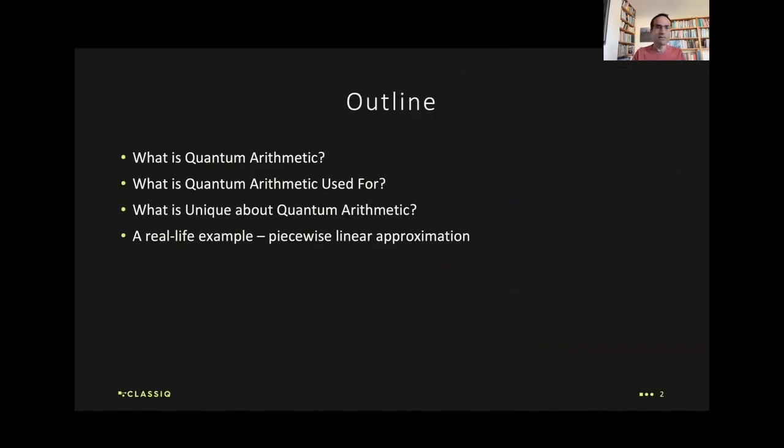This is my outline for this talk. What is quantum arithmetic, what's it used for, and what's unique about it? And then I'll conclude with a little more real-life example, how it's used to implement a very general building block for algorithms.